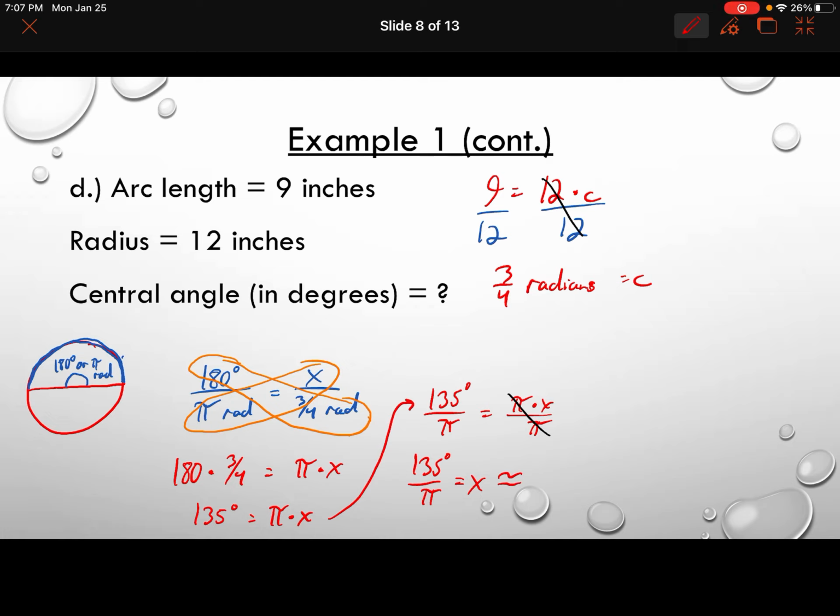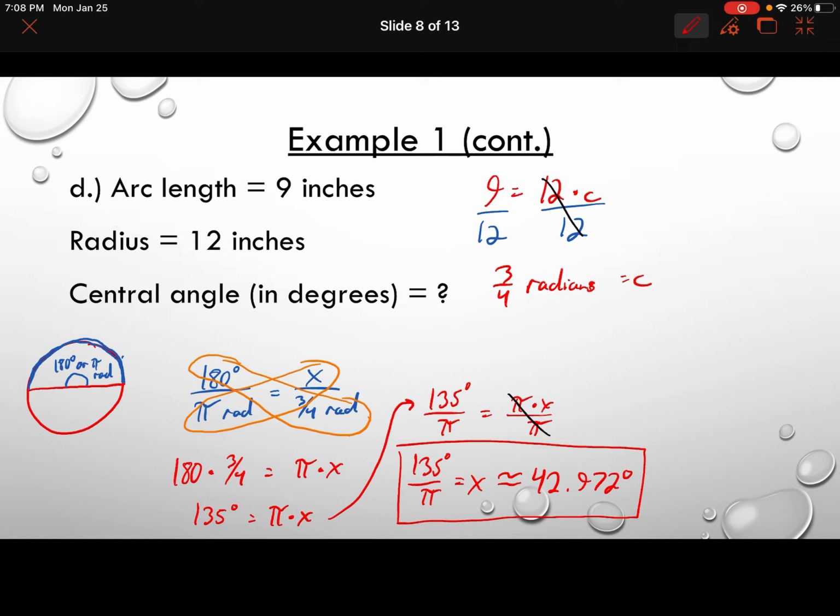So let's plug that into our calculators, and you should end up with an angle that is around 42.972 degrees. So 42.972 degrees would be our central angle. Okay, so that's one way in which you can convert from radians to degrees, by setting up a proportion with 180 degrees over pi, and then on the other side the appropriate amount, cross multiplying, and getting the variable by itself.